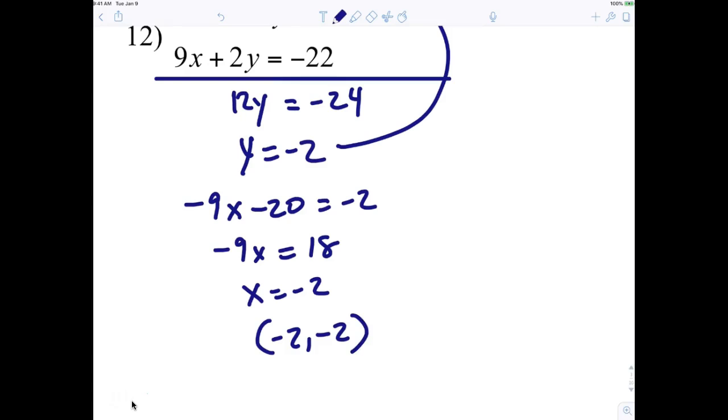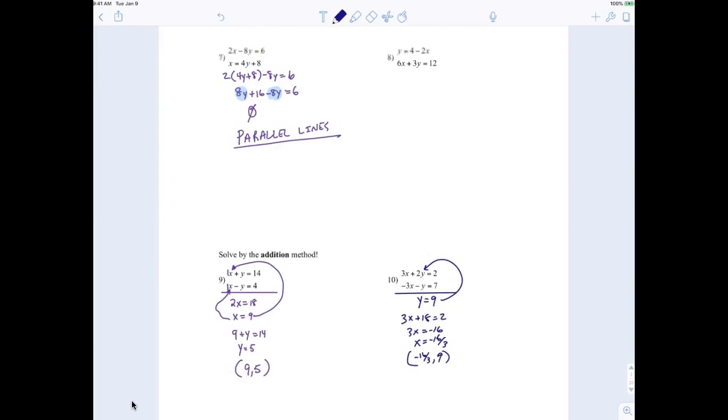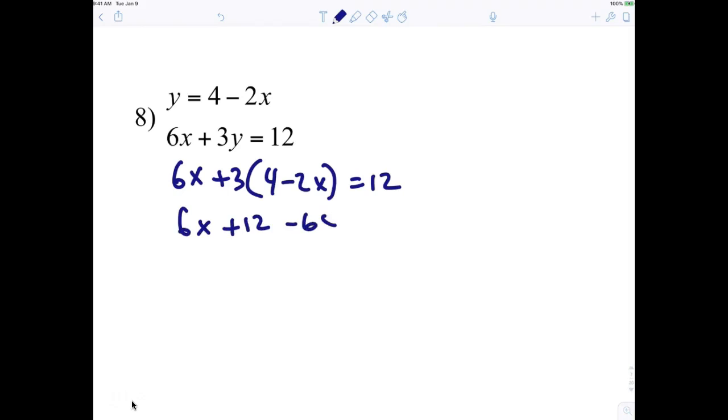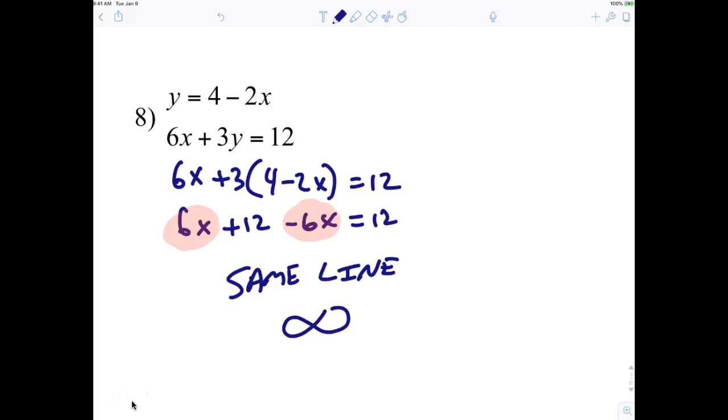Number 8. All right, number 8. Here we go. Substitution. 6x plus 3 times 4 minus 2x equals 12. Do you agree with that? 6x plus 12 minus 6x equals 12. Same line, right? So we say there's an infinite number of solutions. Infinite number of solutions. Everybody good?